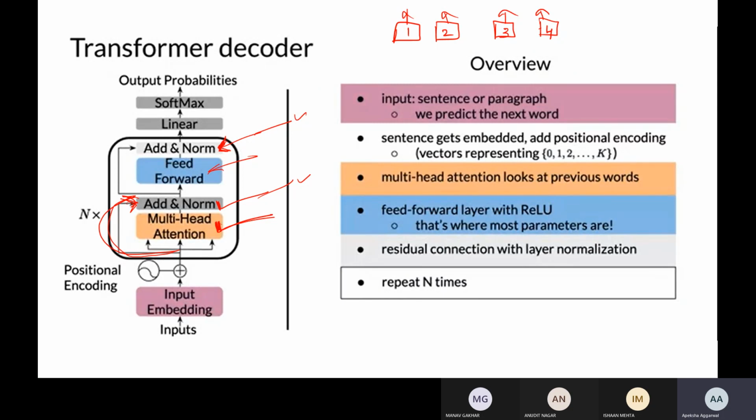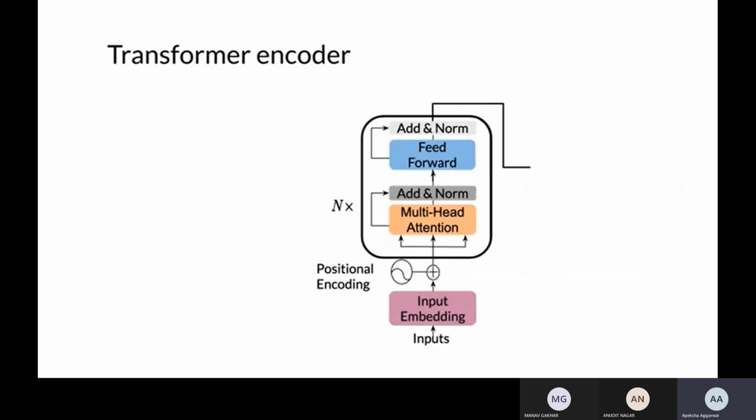Then we have a linear layer and a softmax. So this was our decoder. Then we have the encoder, which works in a similar way. So this is the encoder part, and here we apply the decoder part. So these two work in a similar way.